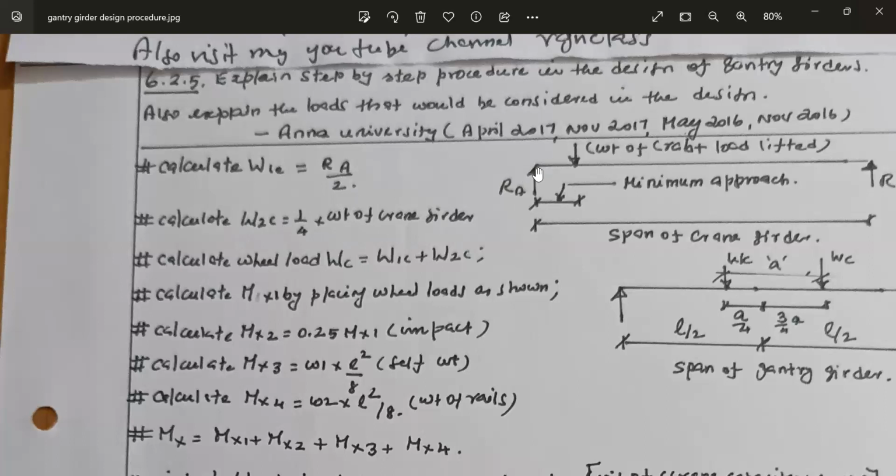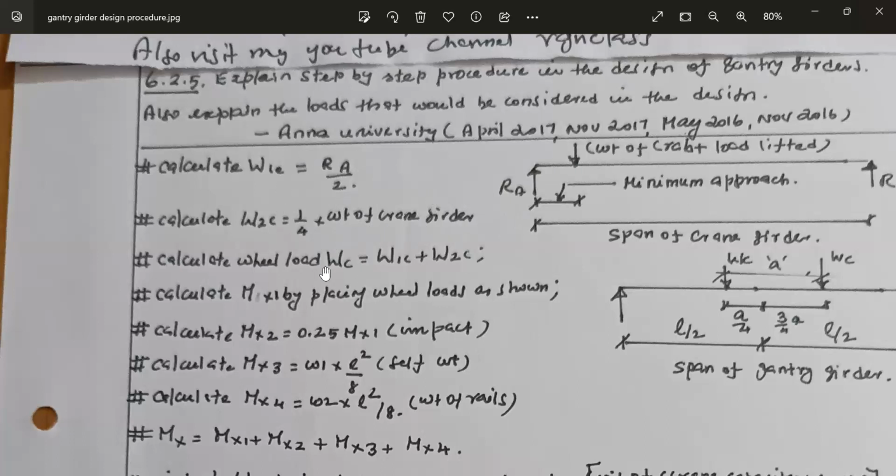See, this RA is the load transferred from the crane girder to the gantry girder. And RA is divided by 2 for getting the wheel load because there are two wheels. This crane girder will be moving on the gantry girder, and the crane girder has two wheels. The two wheels will keep moving on the gantry girder. That is why here it is RA by 2. For the weight of the crane girder, it is the total weight divided by 2, and two wheels are there, so 1/4 of the weight of the crane girder.